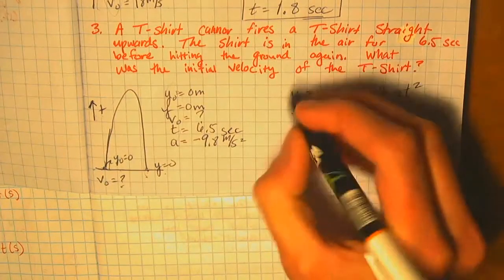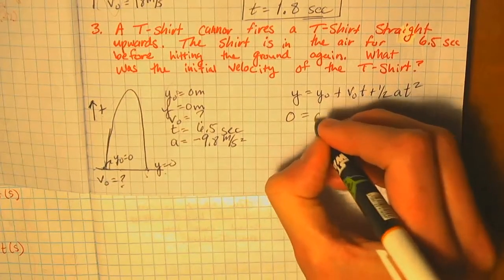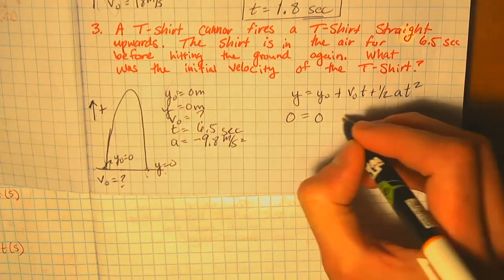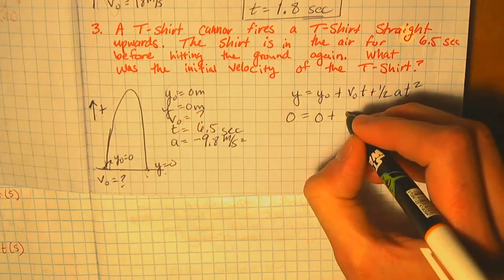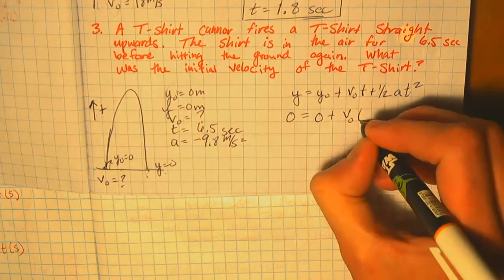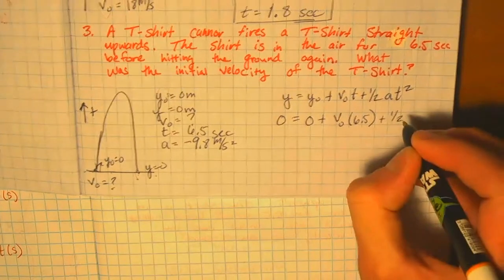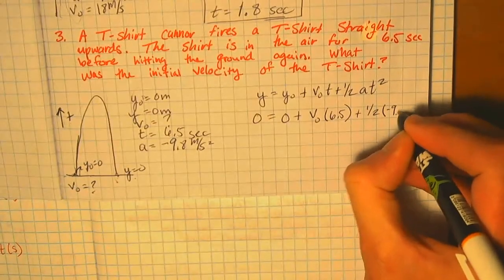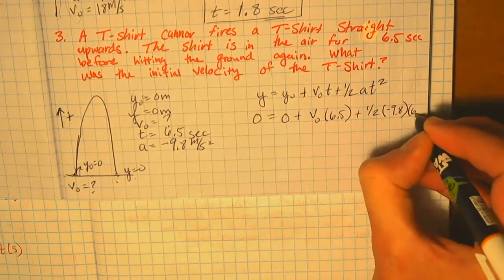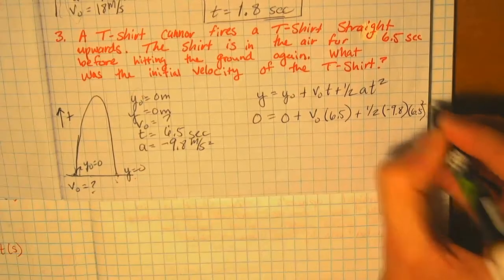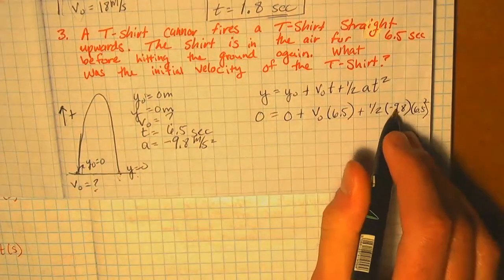So you've got 0 is equal to 0 plus v naught times 6.5 plus 1/2 times negative 9.8 times 6.5 squared. Whew, almost ran out of room there.